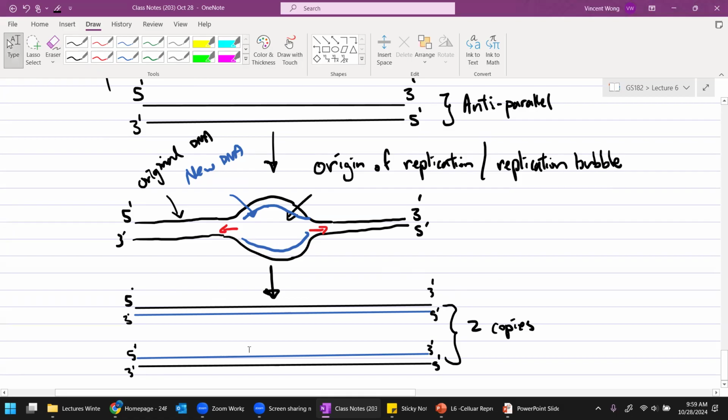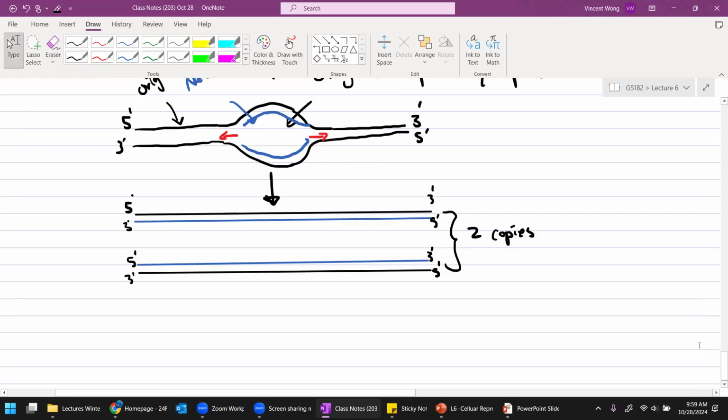Semi-conservative model, right? We just talked about that before the break. That's why it's half original, half new. Half original, half new. Two copies.